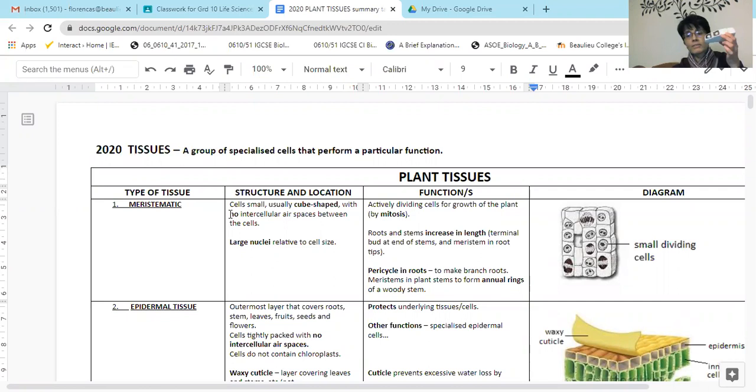And because the cells are dividing so quickly, their nuclei look very large with very little cytoplasm around them. So that's their structure: they're cube-shaped cells. Location, I've actually put over here. So what do these cells do?